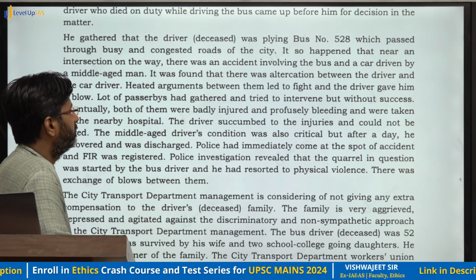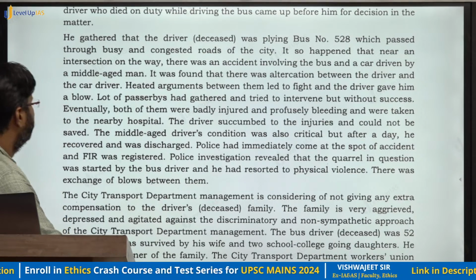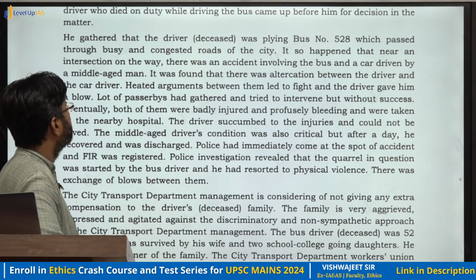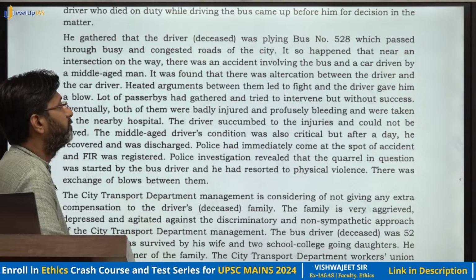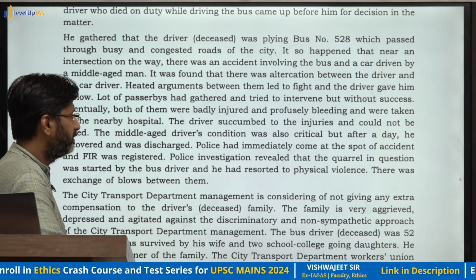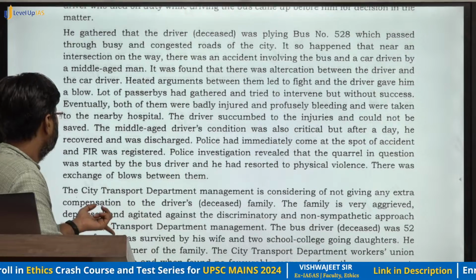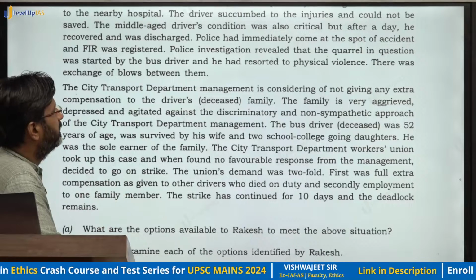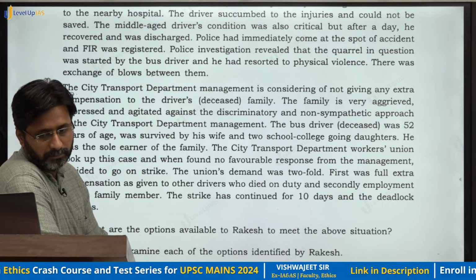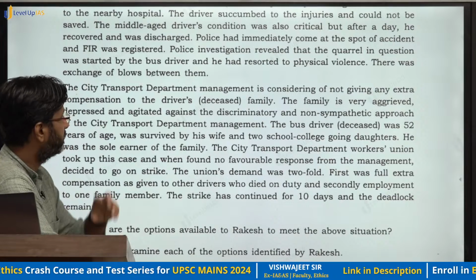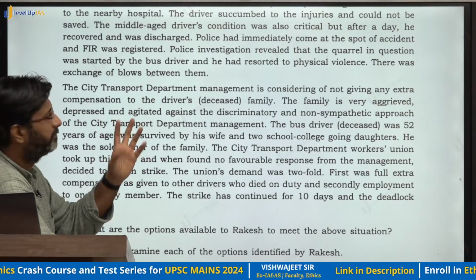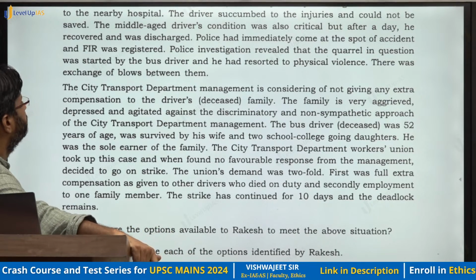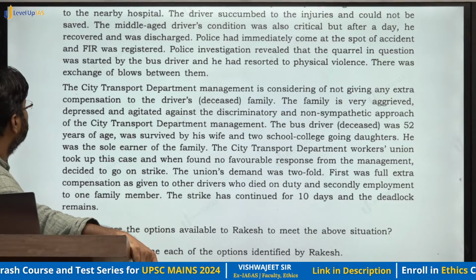Police had immediately come to the spot of the incident and an FIR was registered. Police investigation revealed that the quarrel in question was started by the bus driver, who had resorted to physical violence. So the driver himself is at fault. There was an exchange of blows between them. The city department management is considering not giving any extra compensation to him. So, whatever compensation is there, they will give it, but extra, because he died on duty and so on, will not be given. The family is very aggrieved, depressed and agitated against the discriminatory and non-sympathetic approach of the transport department management.